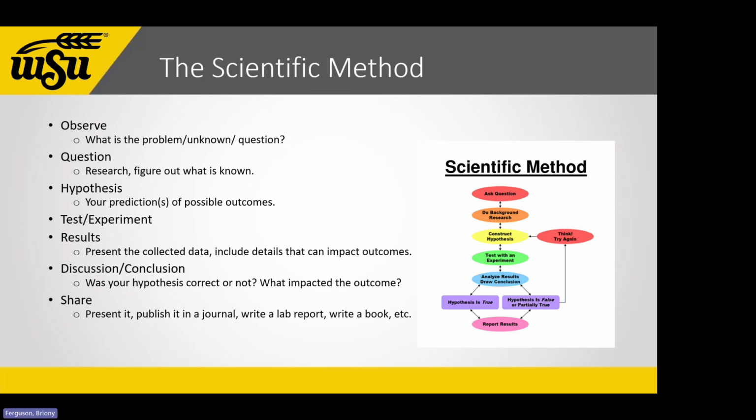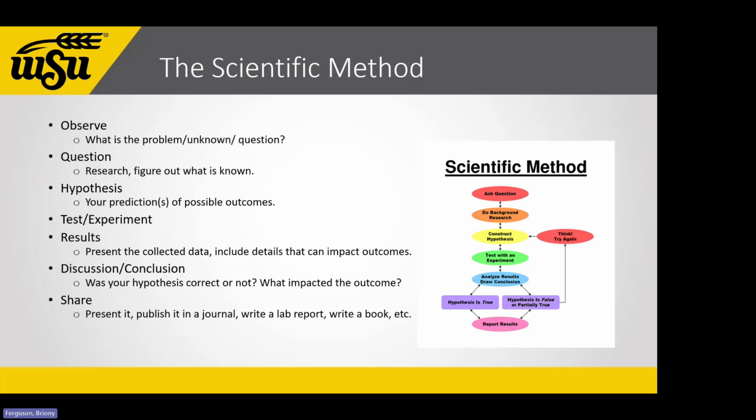Then, of course, you need to test it or experiment. Once you've done that, you want to look at your results and present your collected data. You also need to include any details that can impact the outcomes. So even if it's something minor, you still need to include this, because if somebody is trying to recreate your experiment or to peer review your entire process, they need to know what kind of things can impact just anything involving this process, because it can change the outcome.